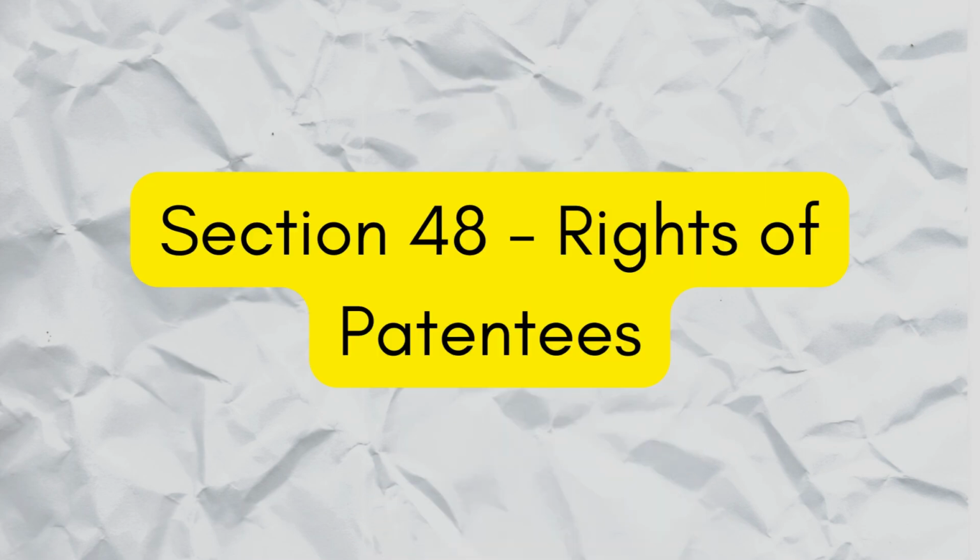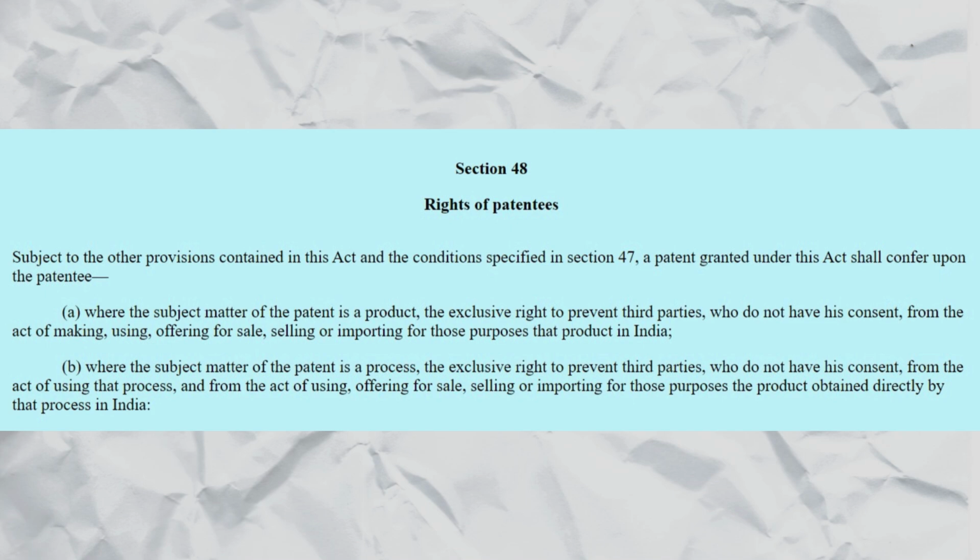Coming to section 48, rights of patentees. A patentee under the Act has the right to prevent third parties who do not have his consent from making, using, offering for sale, or selling or importing for those purposes that product in India. In the case of a process, he can prevent third parties who do not have his consent from the act of using that process and from the act of using, offering for sale, selling or importing for those purposes the product obtained directly by that process in India.